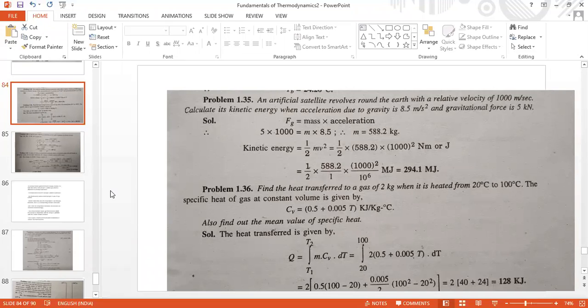Using the simple formula F is equal to ma, what are given? You first write down what are the parameters given. Velocity is given, and K is to be found, and acceleration due to gravity is given, and force, gravitational force, is given. In F is equal to ma, F is given, and acceleration is given. You find the m value, but F is given in kilonewton.